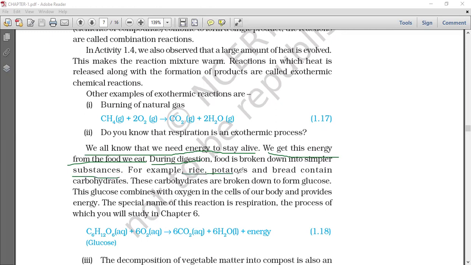For example, rice, potatoes, and bread contain carbohydrates. These carbohydrates are broken down to form glucose, and this glucose combines with oxygen in the cells of our body and provides energy. This reaction is called respiration. The whole process you study in chapter 6, which is from biology, in biological science.